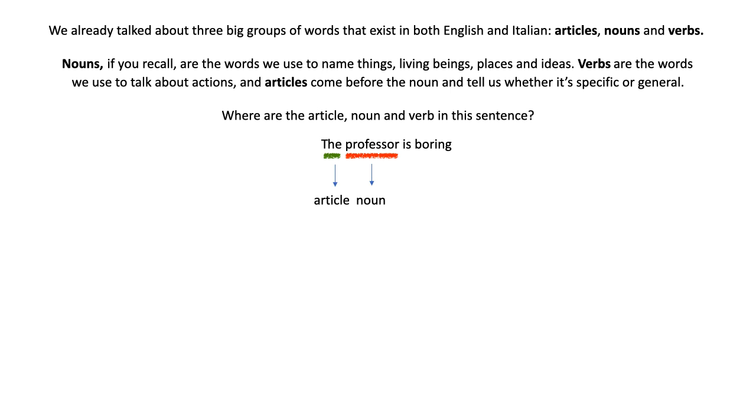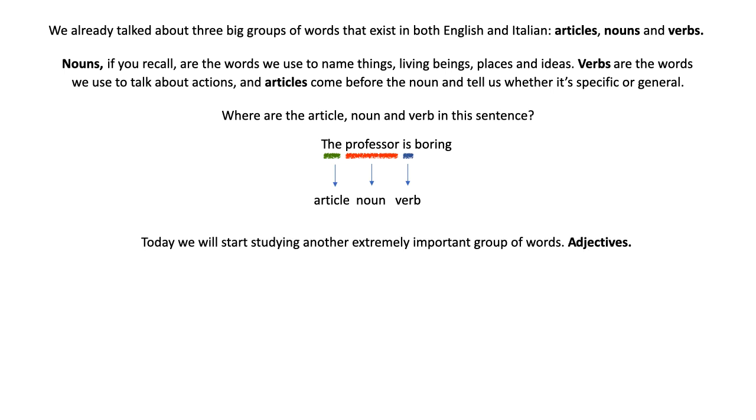And then where is our verb? It's right here, is, right? We talked about being the most basic action, and the verb to be is the one that we use to refer to that action. So is our verb, right? Those are the three types of words that we have studied so far. Today we're going to start doing another one, adjectives.